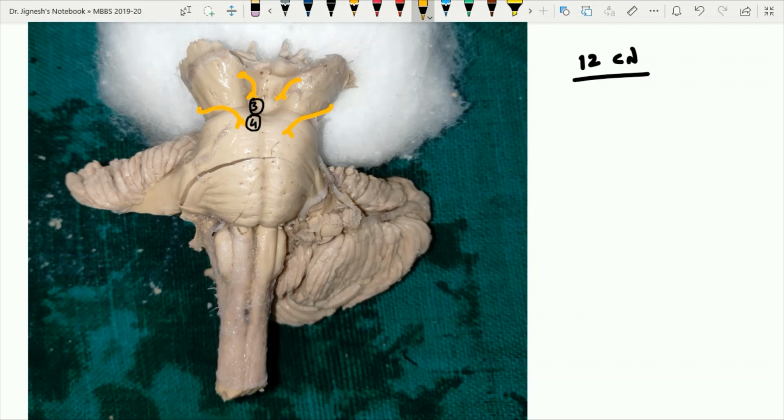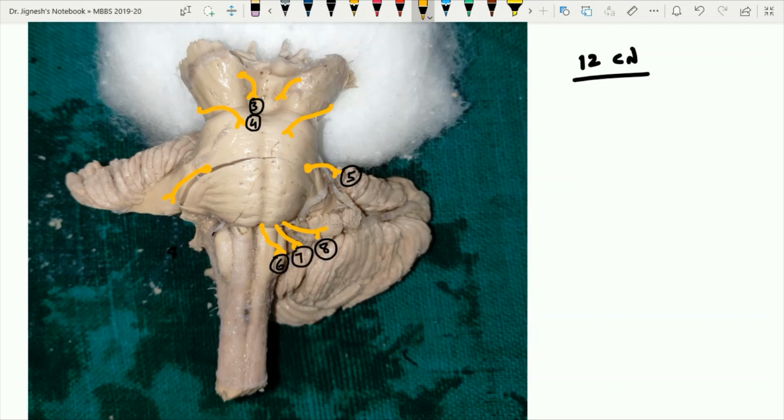The fifth cranial nerve, we already know, comes out from the ventrolateral aspect of the pons, and it has three divisions: ophthalmic division, maxillary division, and mandibular division. The sixth, seventh, and eighth cranial nerves, that is abducent, facial, and vestibulocochlear nerves, come out from the pontomedullary junction from medial to lateral side like this. So this is the sixth, this one is the seventh, and this one is the eighth cranial nerve.